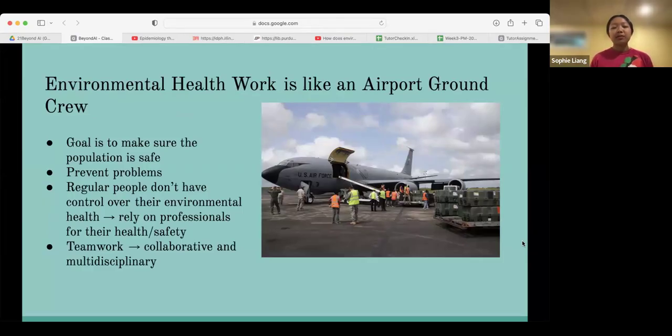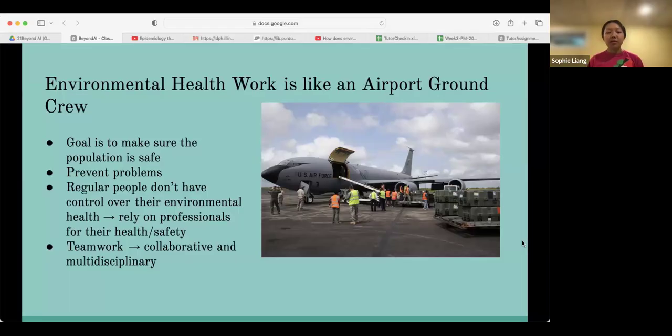You can say that environmental health work is like an airport ground crew, because the goal is to make sure the population is safe. Just like an airport ground crew, their whole job is to make sure that the passengers on the plane are safe and that they take off and land without any problems. They also prevent problems, just like public health. Environmental health focuses on preventing problems, and airport ground crews also do that. Regular people do not have control over their environmental health, so they rely on professionals for their safety and health.